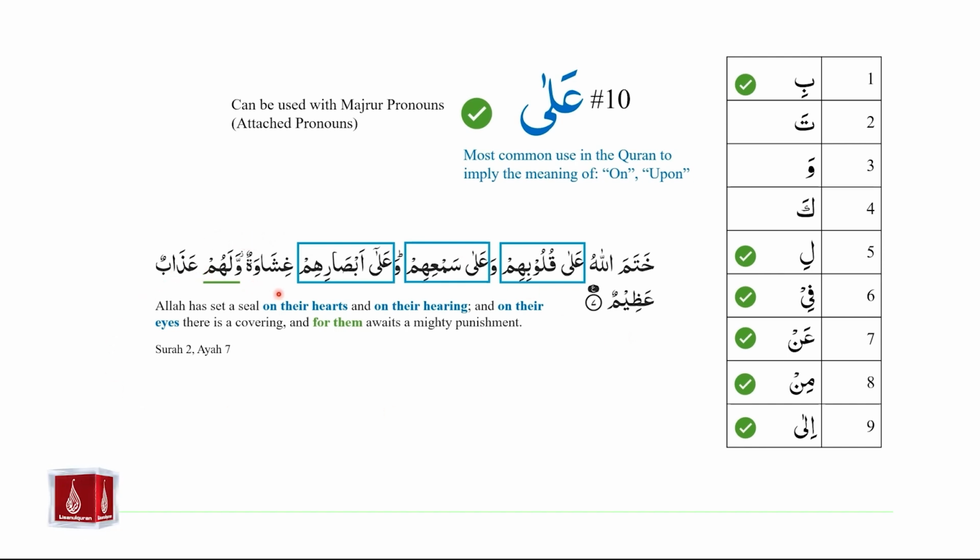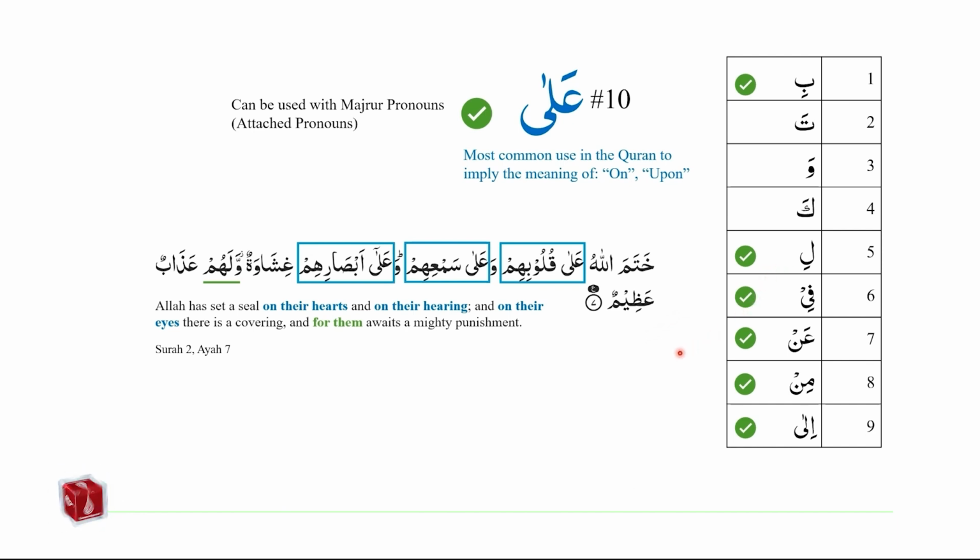Allah has set a seal on their hearts and on their hearing and on their eyes. There is a covering, and for them awaits a mighty punishment. Ala qulubihim means on their hearts. Ala sam'ihim means on their hearing, and ala absarihim means on their eyes. Furthermore, we also see the use of lahum, which is translated as for them, and we see the use of lam jarr with an attached pronoun.